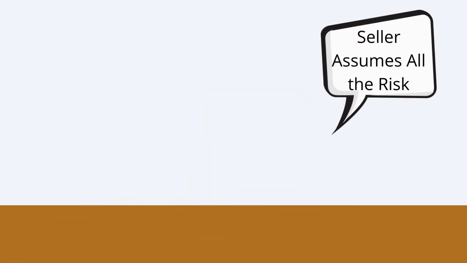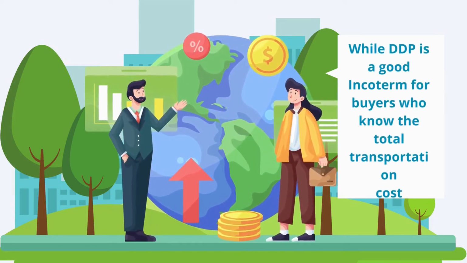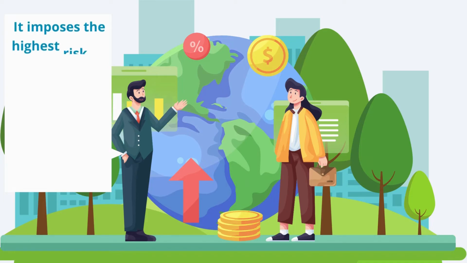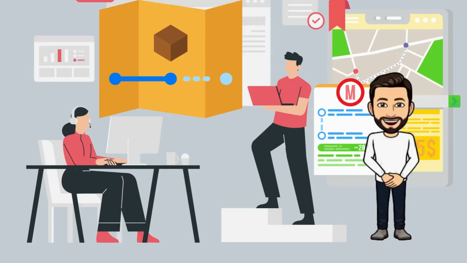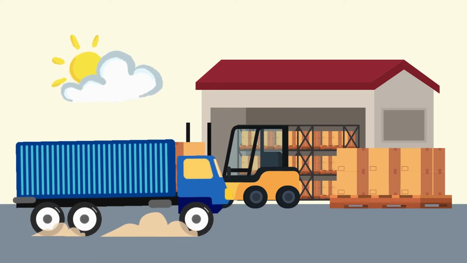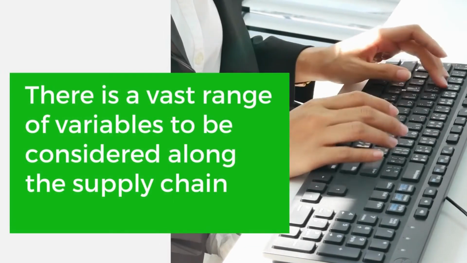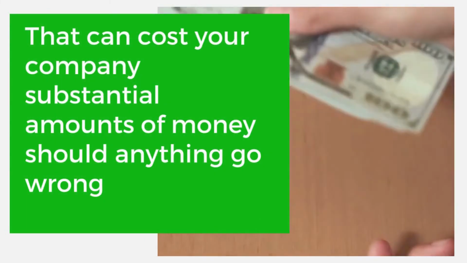Seller assumes all the risk. While DDP is a good Incoterm for buyers who know the total transportation cost, it imposes the highest risk of loss on sellers, because they have to assume all charges to the point of delivery. This does give the seller control over the shipment, but it also means they are responsible for the goods from the time of purchase until they reach their port of destination and are ready for unloading. There is a vast range of variables to be considered along the supply chain that can cost your company substantial amounts of money should anything go wrong.